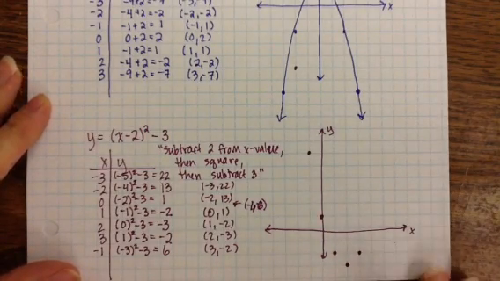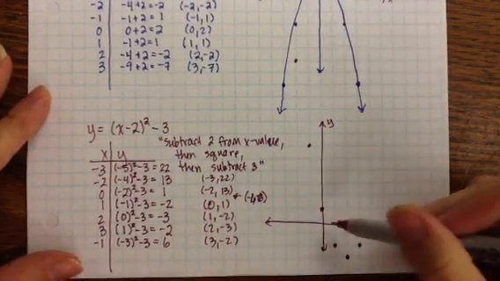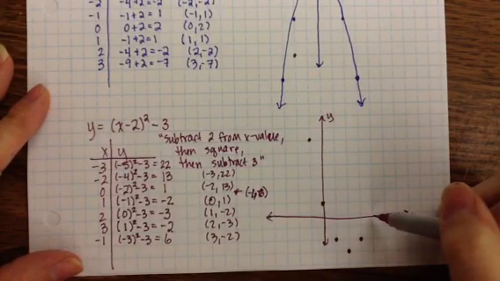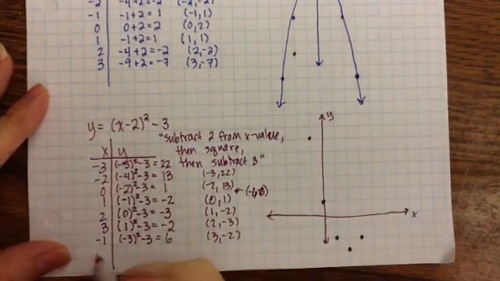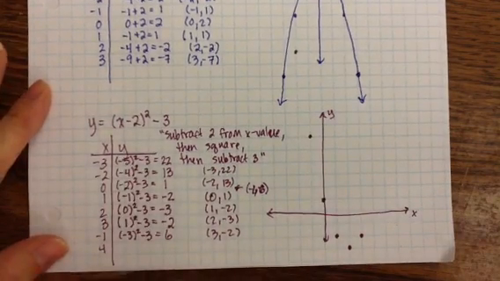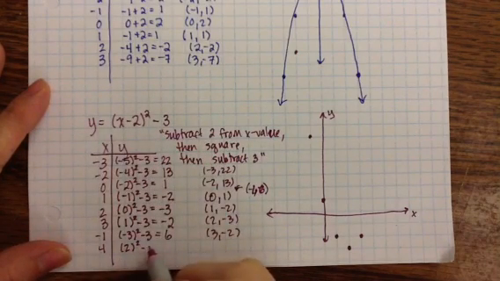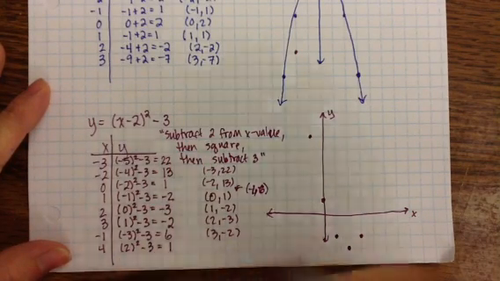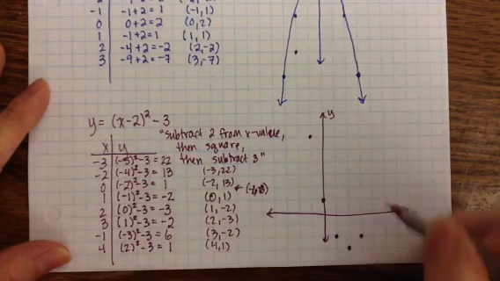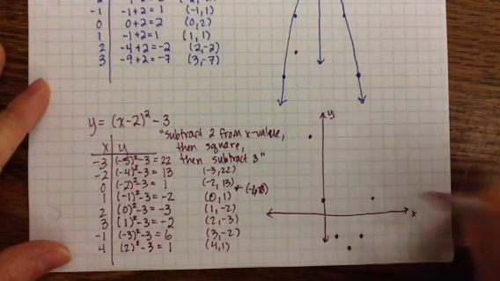If you're not sure if you have enough to make a good picture, go ahead and choose another x value. Like we could choose 4 to see what happens there and follow the same rule. So 4 subtract 2 is 2. 2 squared is 4. Minus 3 is 1. So 4, 1 would be another ordered pair.